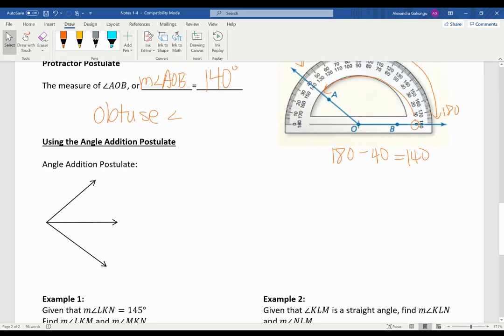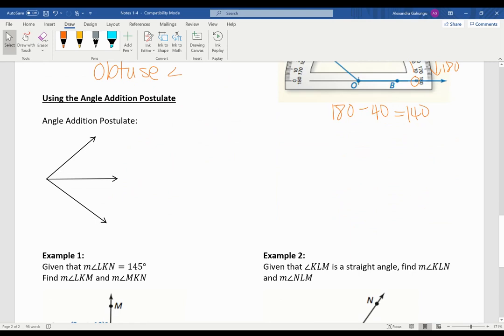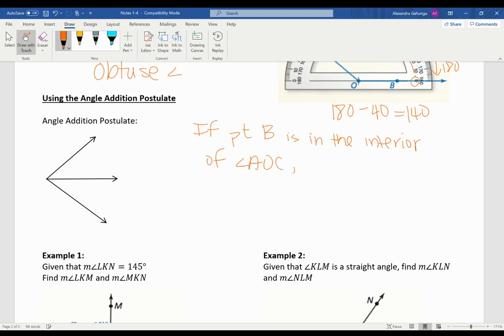Next, we're going to look at the angle addition postulate. So the angle addition postulate states that if we have a point B in the interior of our angle AOC, then the measure of angle AOB plus the measure of angle BOC is equal to the measure of angle AOC.